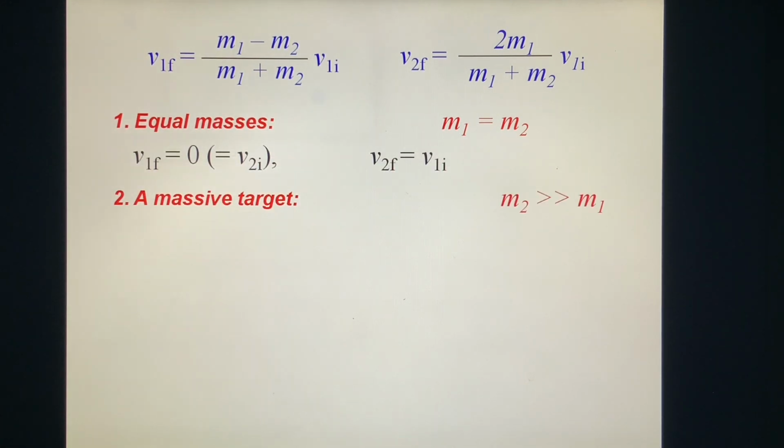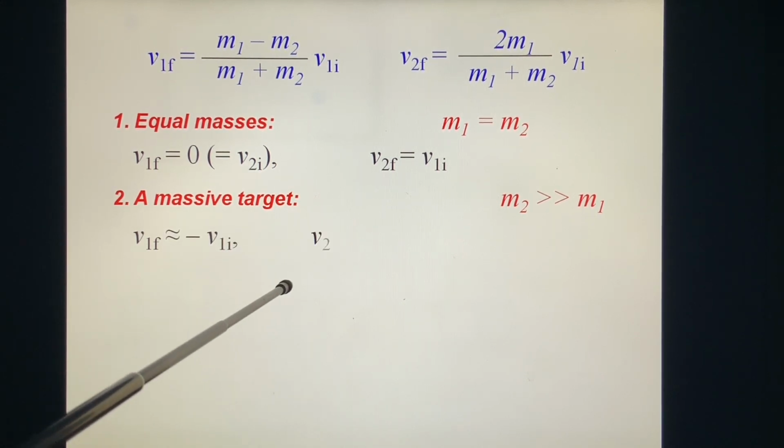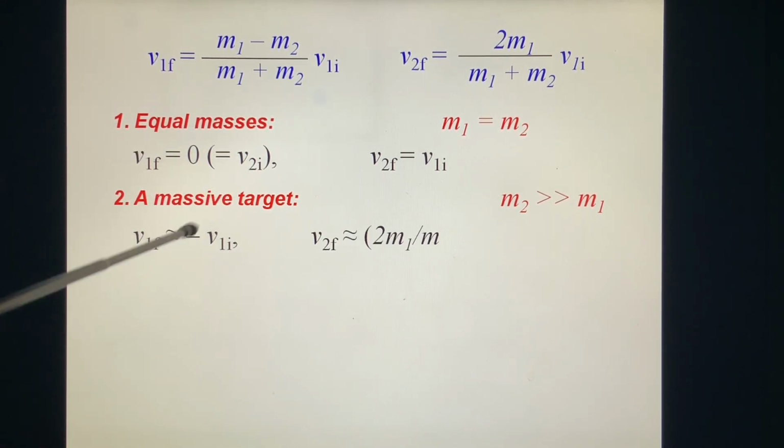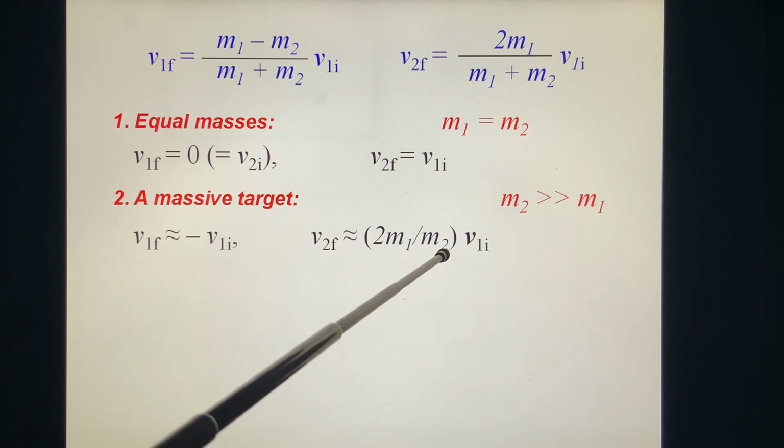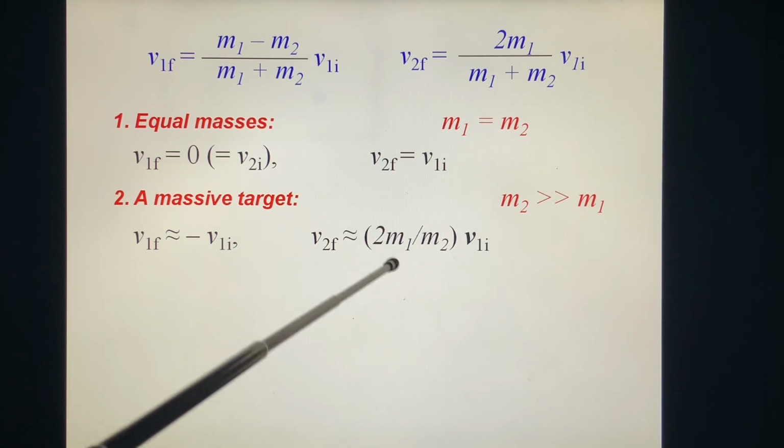They exchange it. A massive target, m2 is much larger. I can drop this one and this one, minus plus minus. So v1 final equals minus v1 initial. What does this mean? It goes back with the same speed. And the second one, the massive target, almost does not move, only a little bit, because m2 is much larger. It's very small.